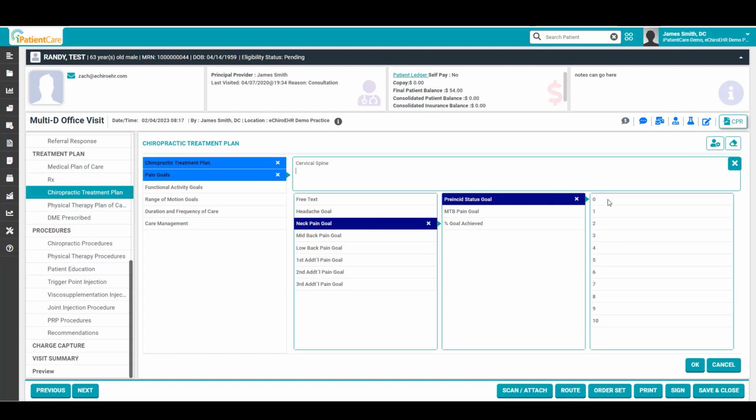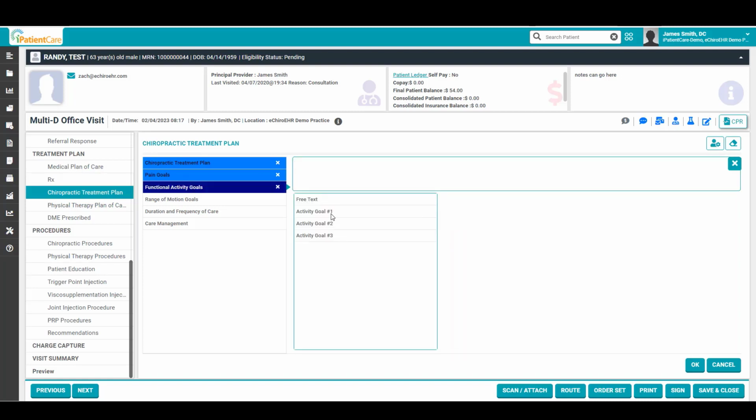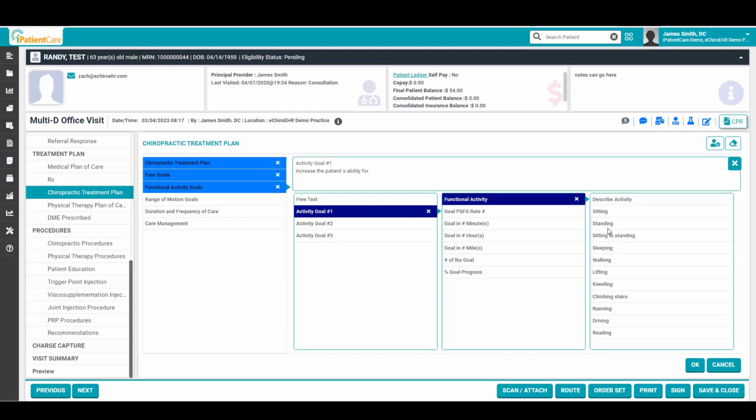For instance, for the pre-incident status, let's say the patient didn't have any pain prior to the motor vehicle accident that we've documented. Next would be the functional activity goals. The functional activity goal will be based on that function that is being limited by the injury or pain. So for instance, we'll say that sitting is a function that is being limited by the pain. Now we can document or measure that in a number of ways. Using the patient-specific function scale, which is a validated tool, 0 unable, 10 fully able to perform.